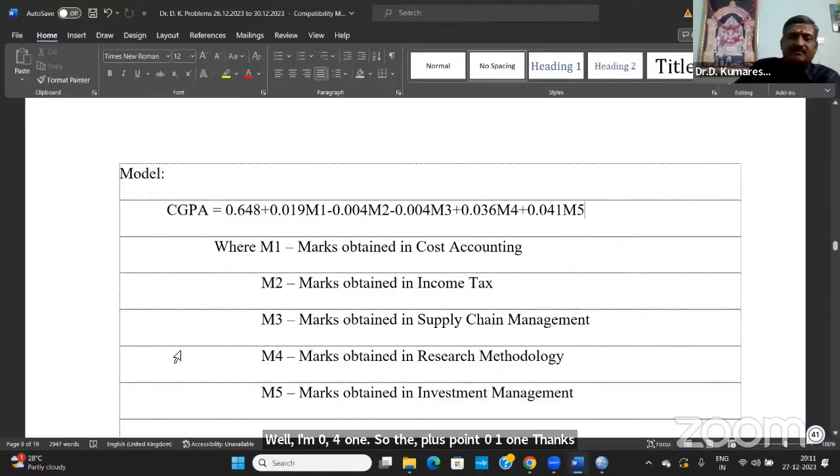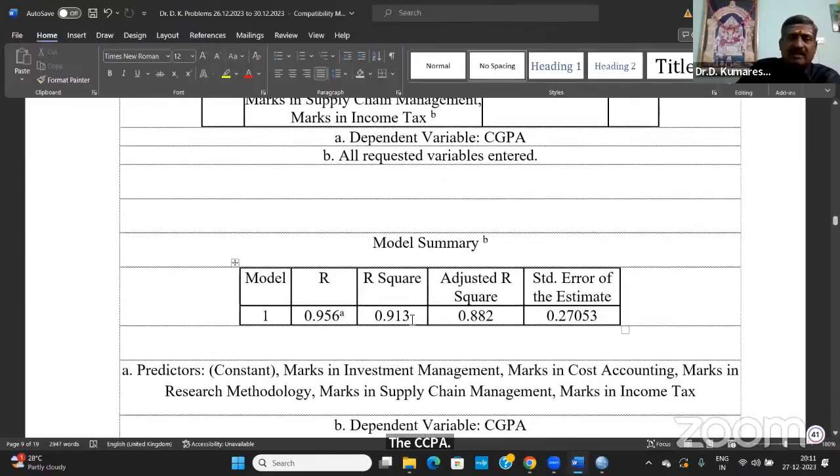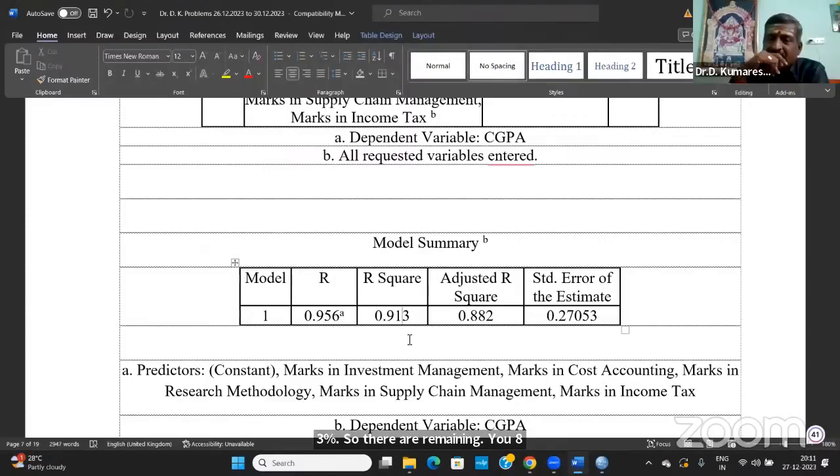So here, the CGPA is influenced by the selected independent variables to the extent of 91.3%. So the remaining 8.7% of CGPA may be influenced by other variables that we have not considered in our study.